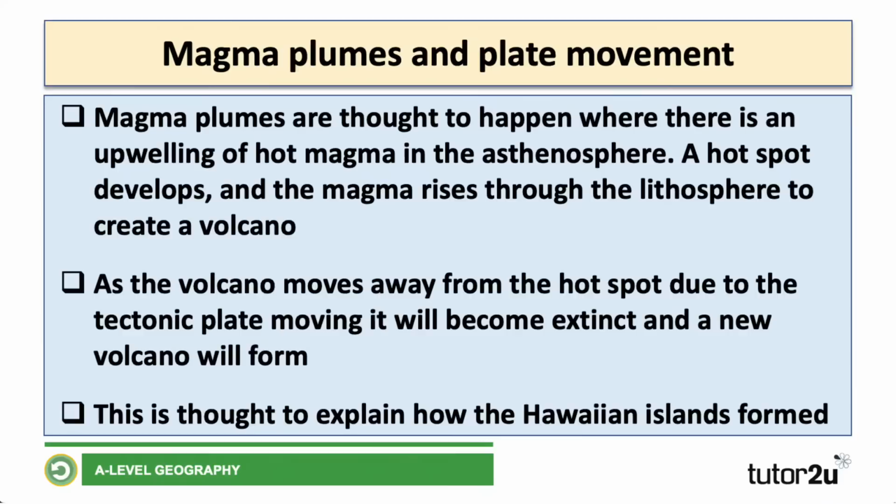So it is thought that the Hawaiian Islands have been formed because there's a magma plume causing a hot spot and a volcano would form, but then the plate will move over the hot spot and away from it, becoming extinct. And a new volcano will start to form. And that is why you have a series of islands that make up the Hawaiian chain.